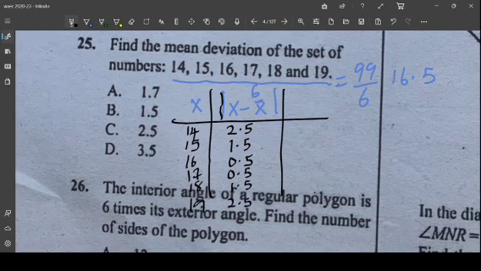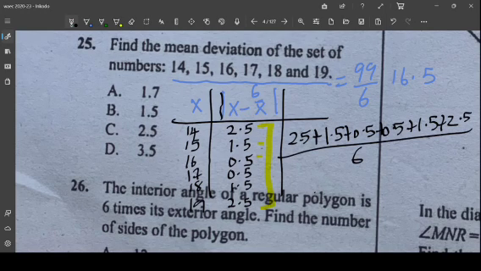So how do I get my mean deviation? Your mean deviation simply means you are now going to add up all these deviations and divide it by the number of deviations. So there are 1, 2, 3, 4, 5, 6 deviations. So I'm going to add up all these deviations. That's 2.5 plus 1.5 plus 0.5 plus 0.5 plus 1.5 plus 2.5 all over 6. All right. And that's how to get mean deviation. So when you add up all these numbers, you're going to have 9 over 6, which is equal to 1.5, option B.